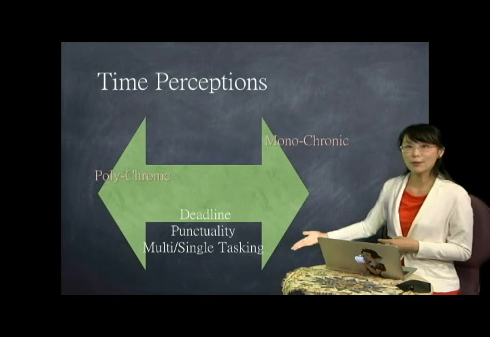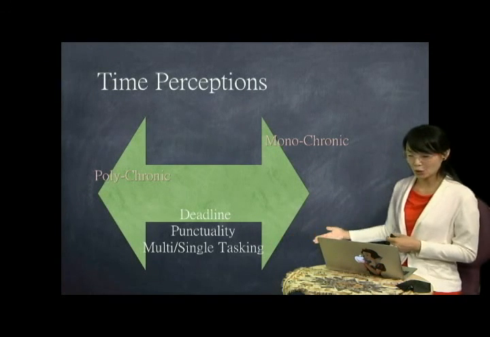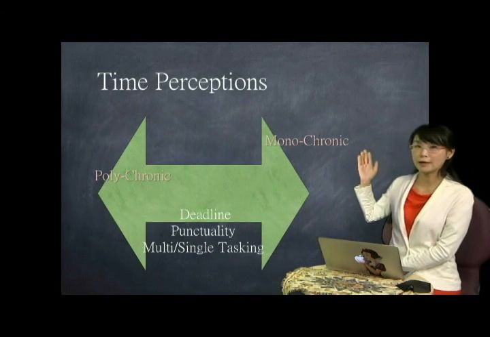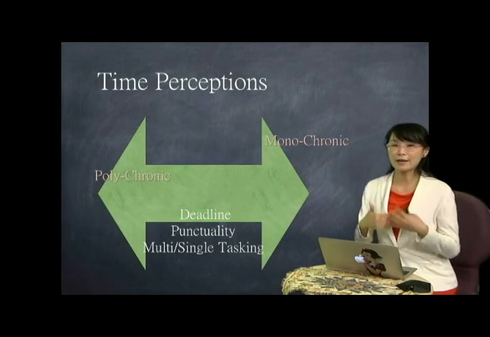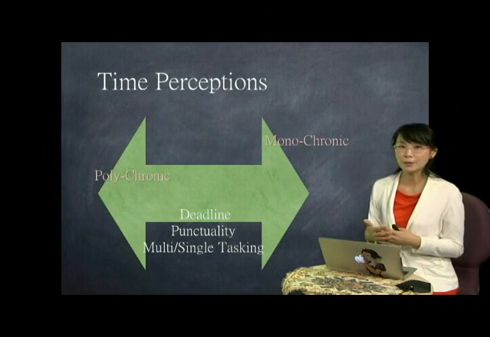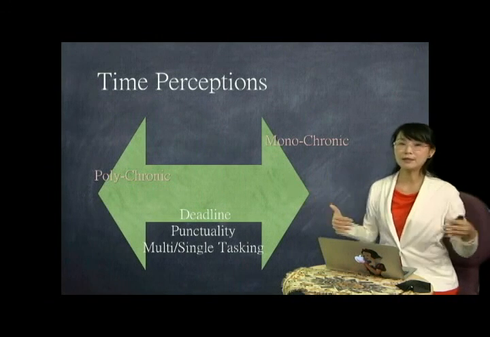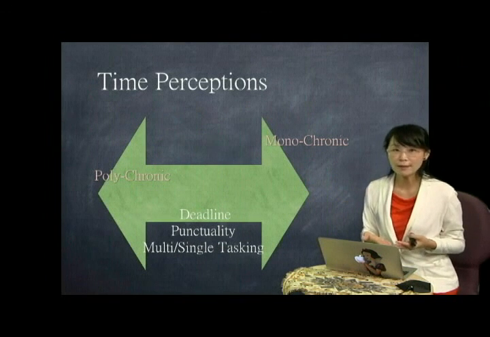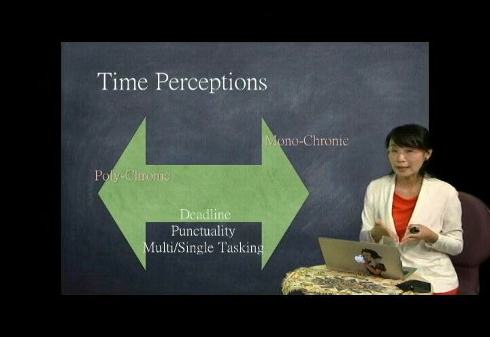Now, the last one is multitasking and single tasking. As I said, for people from monochronic culture, because they tend to do one thing at one time, when they are in a meeting, maybe they just focus on the meeting, and when they have an appointment with you, they talk to you only.